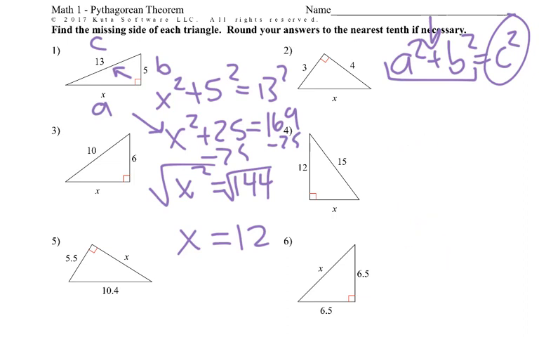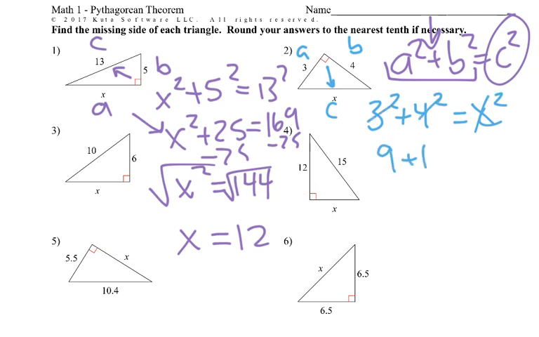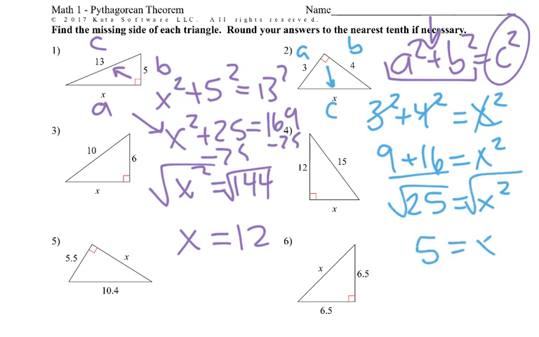Number 2, we do the same exact thing, except this time our hypotenuse is all by itself. So I'd call 3 A, 4 B. So let's actually use our numbers. 3 squared plus 4 squared would equal C squared, or I guess X squared would be the better one to use. 3 squared is 9, 4 squared is 16, equals X squared. 9 plus 16 is 25. Take the square root of that, and we get 5 equals X. So the length of the hypotenuse is 5.